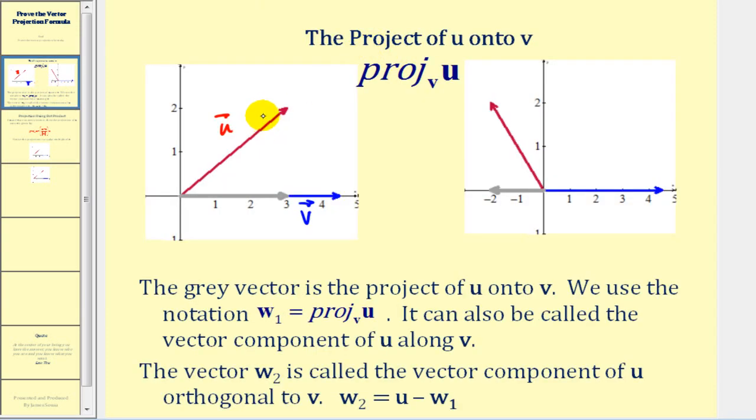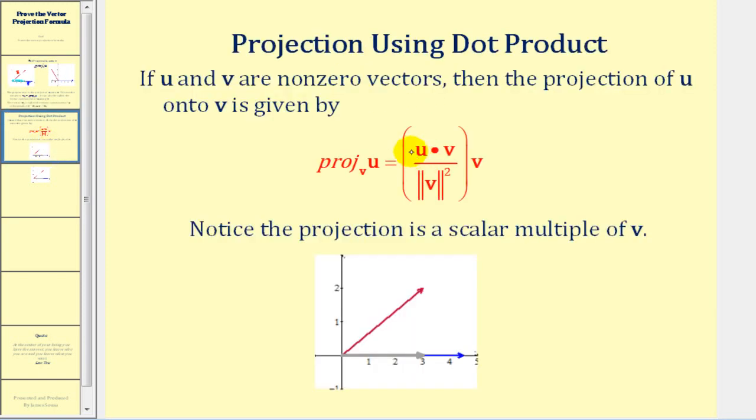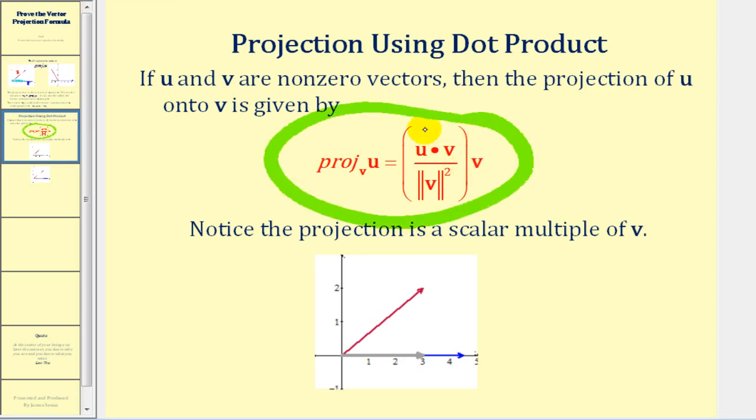If we want to project the red vector u onto the blue vector v, we use this notation here, and the result would be this gray vector here. And the formula to determine this vector projection would be u dotted with v divided by the magnitude of v squared times vector v. So in this video, we want to show where this formula comes from.